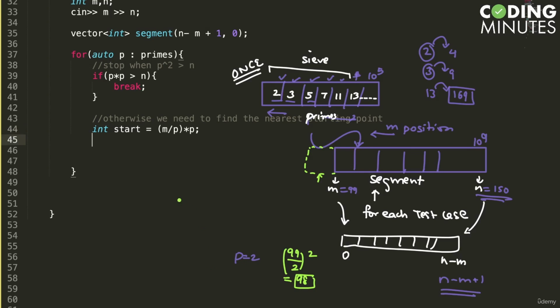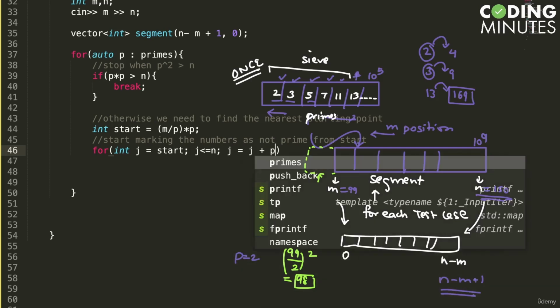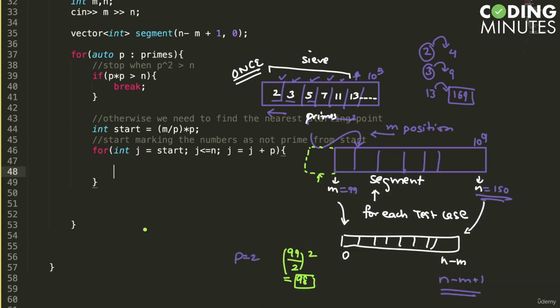So we can start marking the numbers from here. Start marking the numbers as not prime from start, but if the start lies outside the boundary, we will jump to the next position. So we can say for int j equal to start, j less than or equal to n, j equal to j plus that prime number. We are going to take a jump of 2. For example, we have 98, we have 100, we have 102. Every time we mark the multiples, we'll be taking the jump of prime.